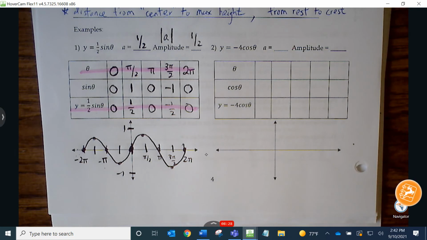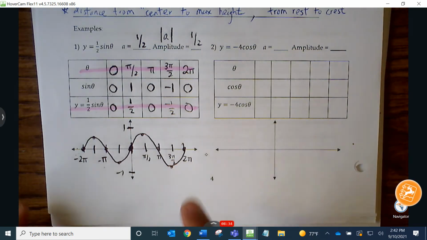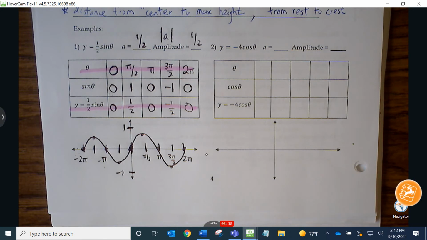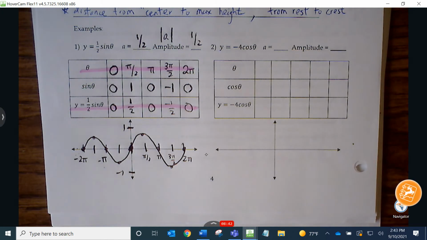Okay. Do you see that distinction between this graph and the graph above it? It's the exact same thing. It's just that we have our heights a little bit lower than our initial parent graph because of the 1/2. The 1/2 is going to force the graph to be a little bit lower than the original one. Okay. Any questions with 1?